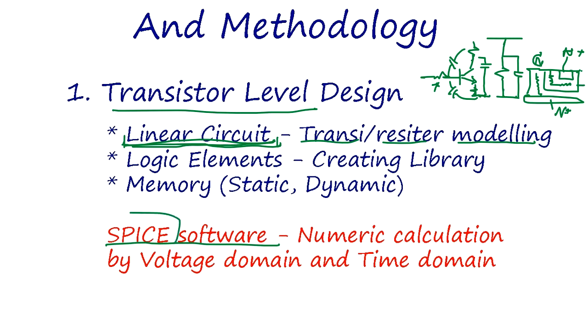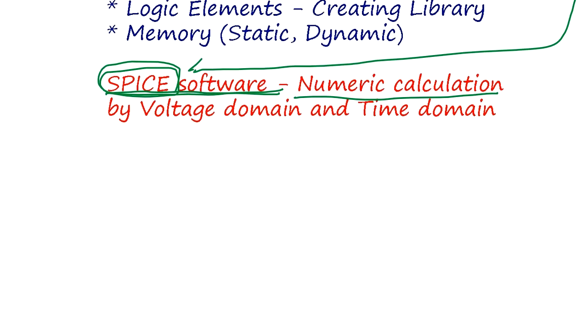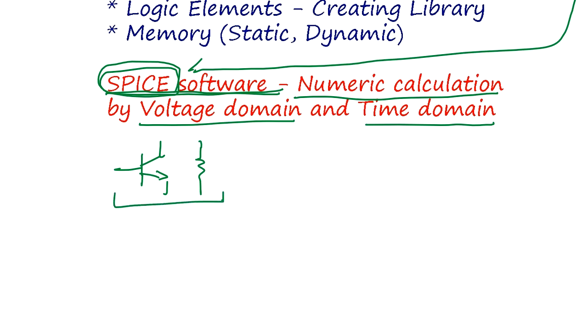And for transistor level, typically SPICE software. SPICE takes all this modeling into account and does numeric calculation. When SPICE calculates, you can calculate in the voltage domain or time domain. So what SPICE does is linearize all the nonlinear elements. Okay, linearize at a very small section of voltage change or time change.